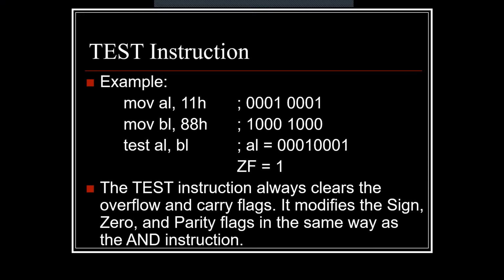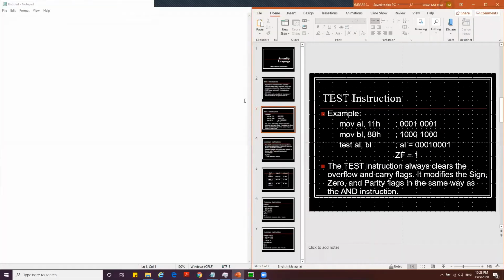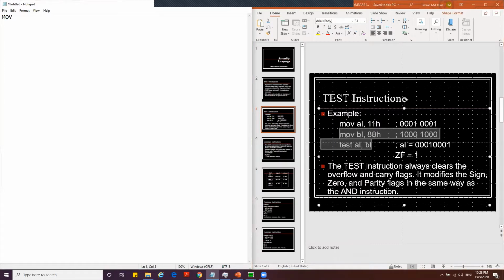So how does this happen? The example given here is to move the value 11H into AL. 11H is equal to 16 plus 1, so 17 in decimal. And then BL gets the value 18 in hex.